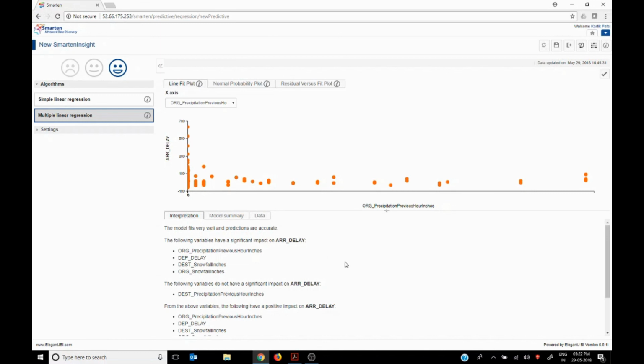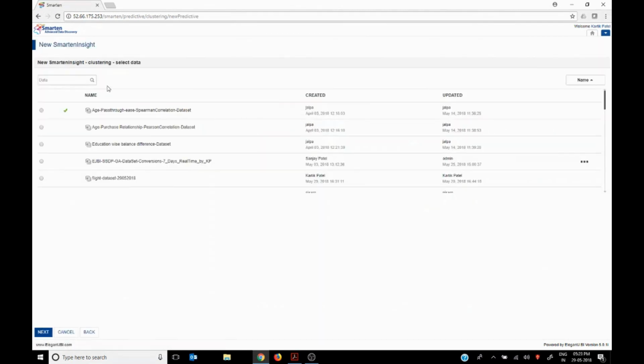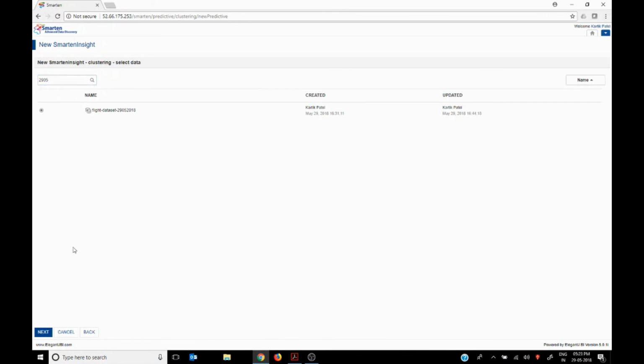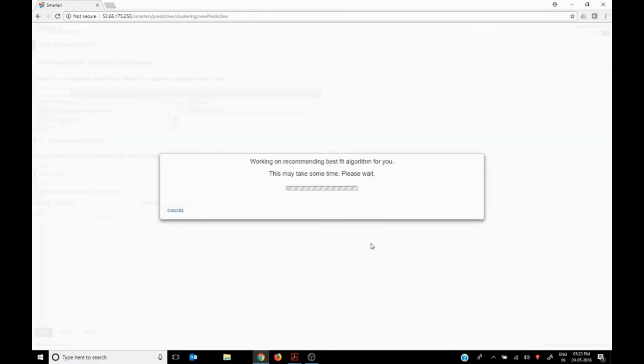Now, let's go back and choose the clustering analytical technique and select our data again. This time looking at which carriers would be the best choice to ensure on-time departure and arrival. Now the system elects hierarchical clustering as the best analytical technique. The displayed smile emoji tells the user that this is a good technique to use on this type of data.